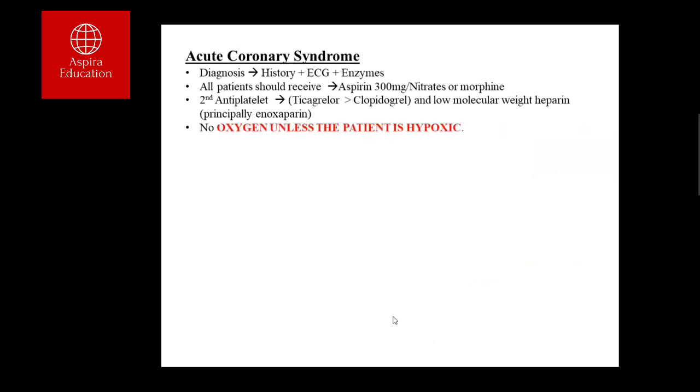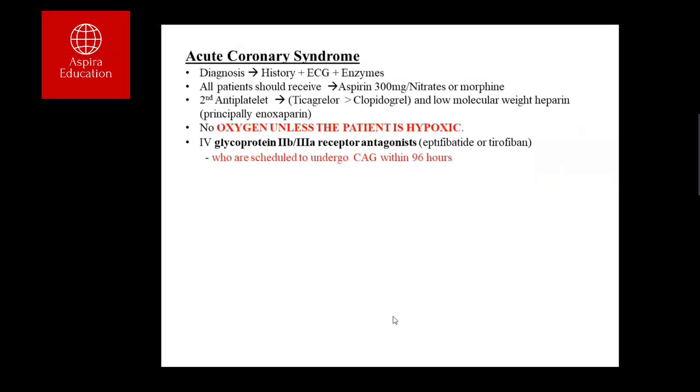If the vitals are stable, the patient does not require additional oxygen. The drug which we give is an antiplatelet drug called eptifibatide or tirofiban. These are glycoprotein 2b3a receptor antagonists. Now, what is this glycoprotein 2b3a? These are the receptors which are present on the surface of the platelet. So these are essentially again antiplatelet drugs.